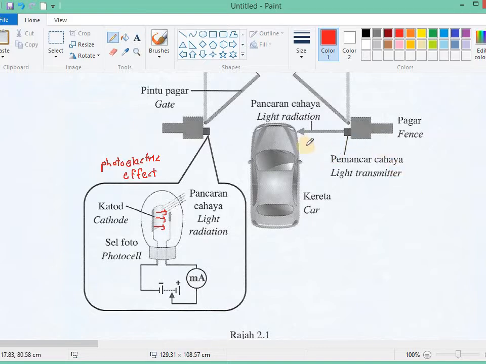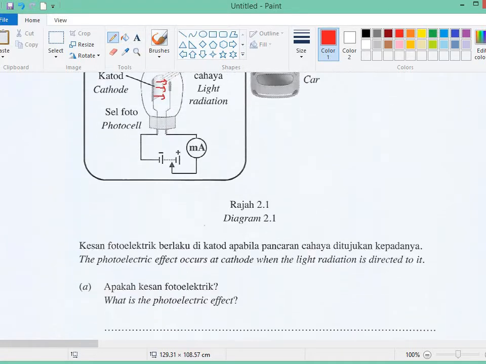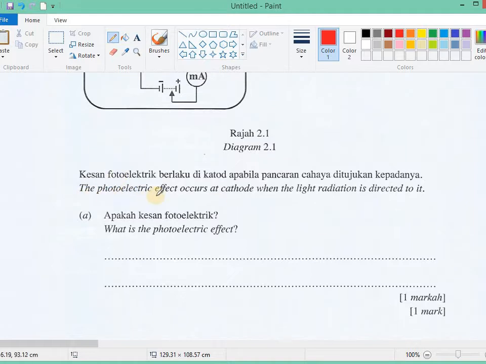So it says that when the car blocks the light, the door will open. That means when there is light shining on the photocell, the door closes. When no light, then the door will open. Okay? Alright. So the photoelectric effect occurs at the cathode when the light radiation is directed to it.